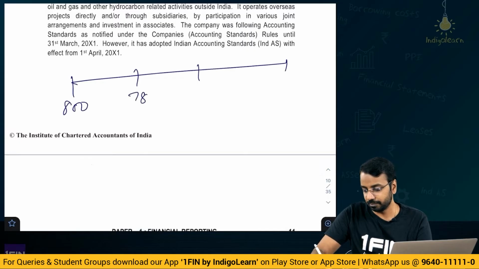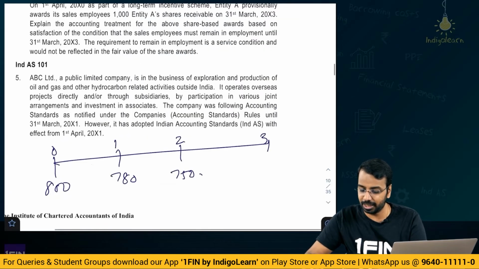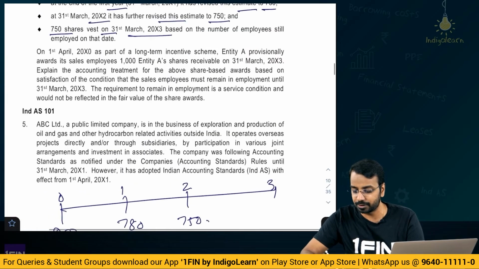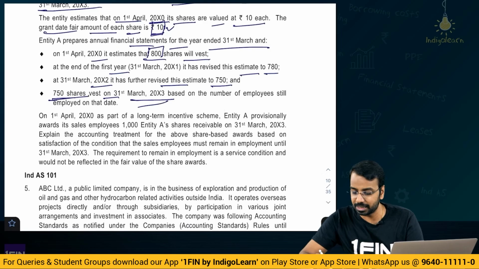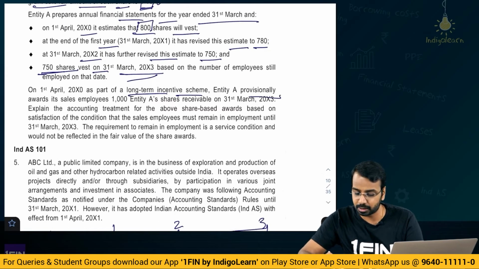800, 780 and 750. Right. So, this is 0, this is year 1, year 2 and year 3. At year 3, ultimately 750 shares vest. On 1st April, as a part of long-term incentive scheme, Entity A provisionally awards its sales employees 1000 Entity A's shares receivable on 31st March of year 3.